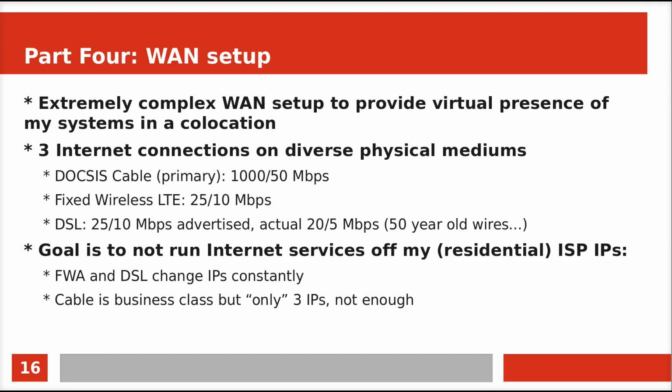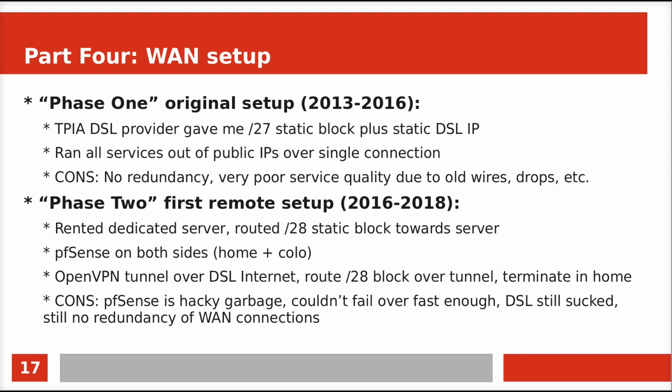So yeah, the goal of this crazy WAN setup was to not run my internet services off my residential ISP IPs. So both the fixed wireless and the DSL change IPs constantly, of course, and the cable is business class, but I only get 3 IPs. It's not enough to run all these services out on the internet, at least not in the way I'd want to. So instead, I have this virtual presence system.